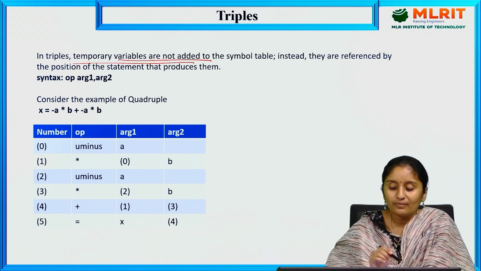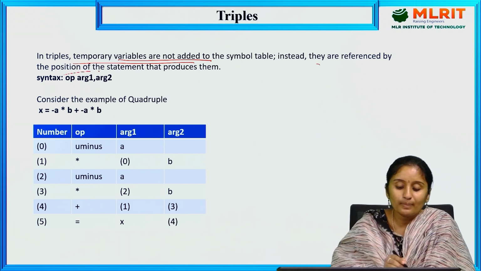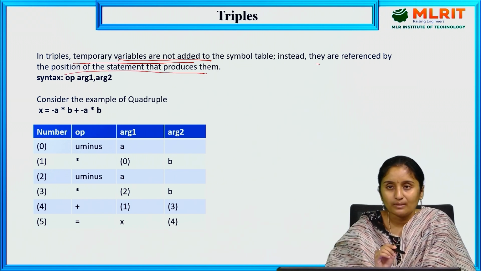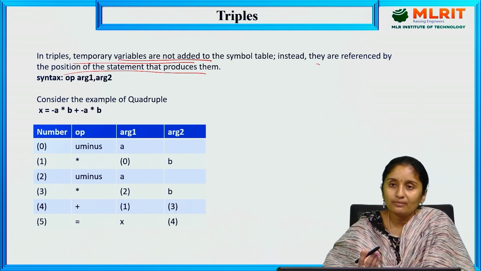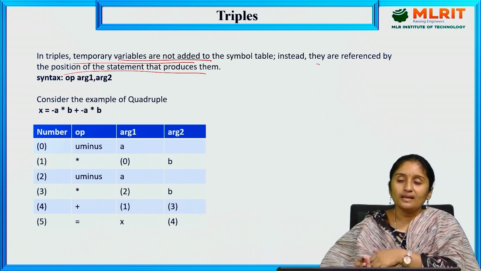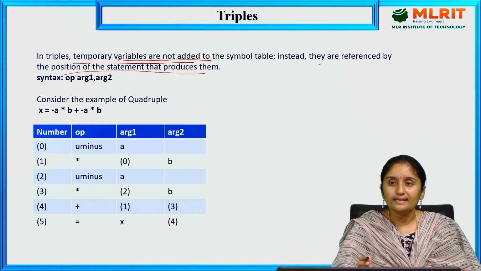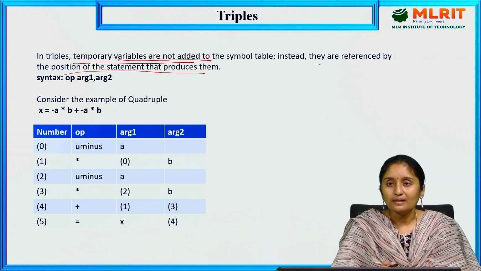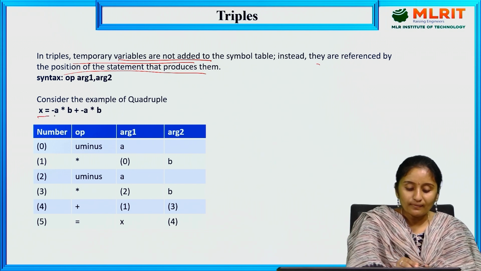In triples, these temporary variables are not added to the symbol table. Instead, they are referenced by the position of the statement. Instead of using the temporary variables, by using these indices we are going to represent the triples. So, here the given expression is this.